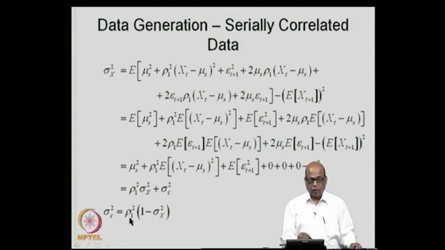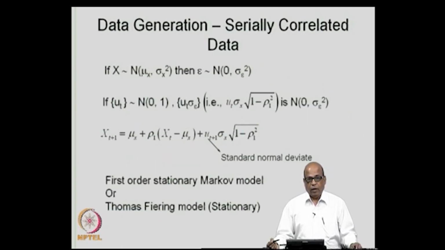As you can see, rho 1 is given from the historical data, you can estimate the rho 1, and sigma x square is the stationary variance of the time series which is also known. Now, a specific case where if x follows normal distribution, that is your observed stream flow data, for example, stream flow data follows normal distribution with mean mu x and sigma x square, then epsilon should be also normally distributed with 0 mean and sigma e square as the variance.